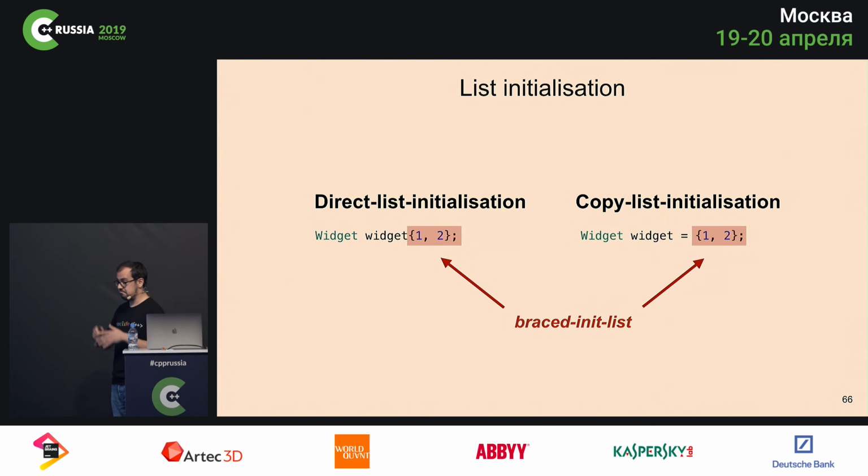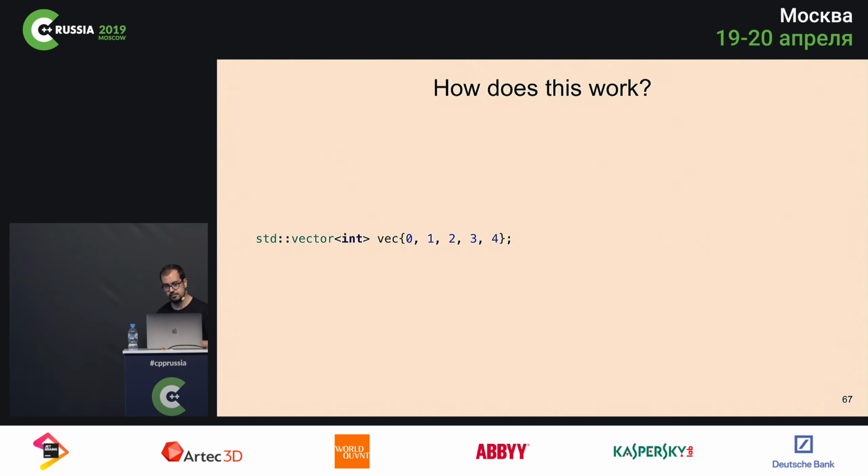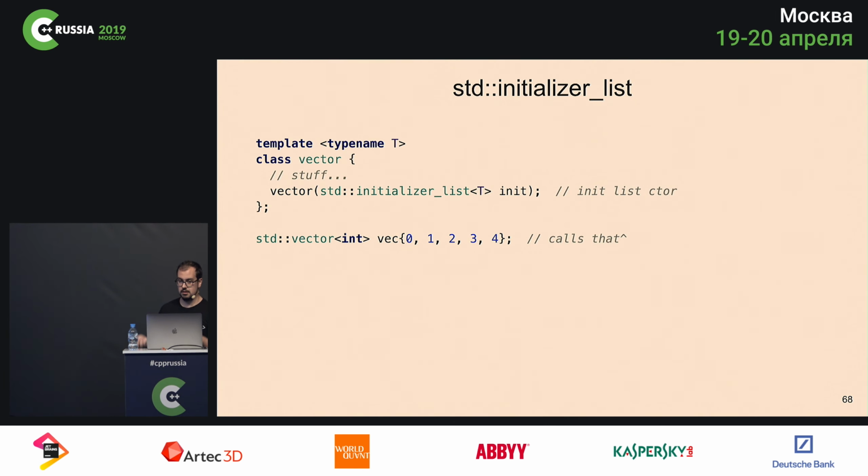So if you have an aggregate type, it's just going to do aggregate initialization as before, so it's not a breaking change. But in this new world, it can do other things. As I said, a braced init list doesn't really have a type, but it has this magic property which makes this work: it can implicitly convert to a std::initializer_list, which is this new magic library type. And that means that if you have a constructor taking a std::initializer_list, then it's going to call that. And that's basically how this list initialization stuff works.